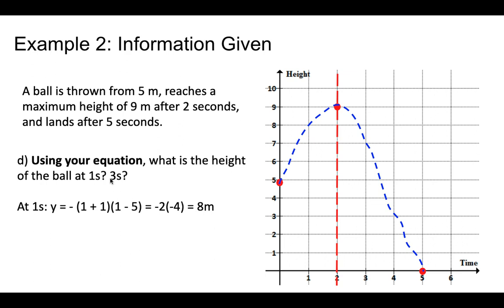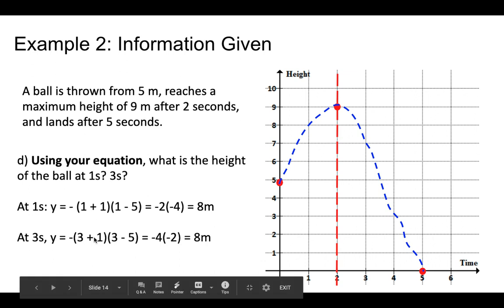And then at 3 seconds, you're going to replace your x values with 3 instead of 1. So at 3 seconds, we've got 3 plus 1 is 4, and 3 minus 5 is -2, and we've got a negative out in front. So -4 times -2 is +8 meters.